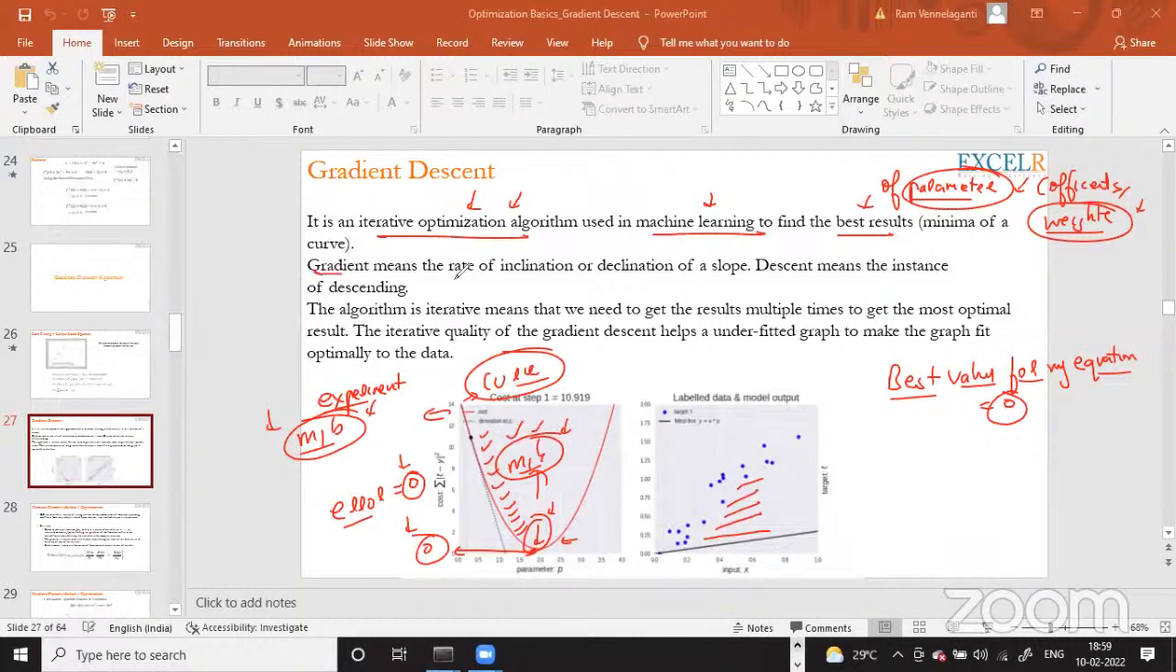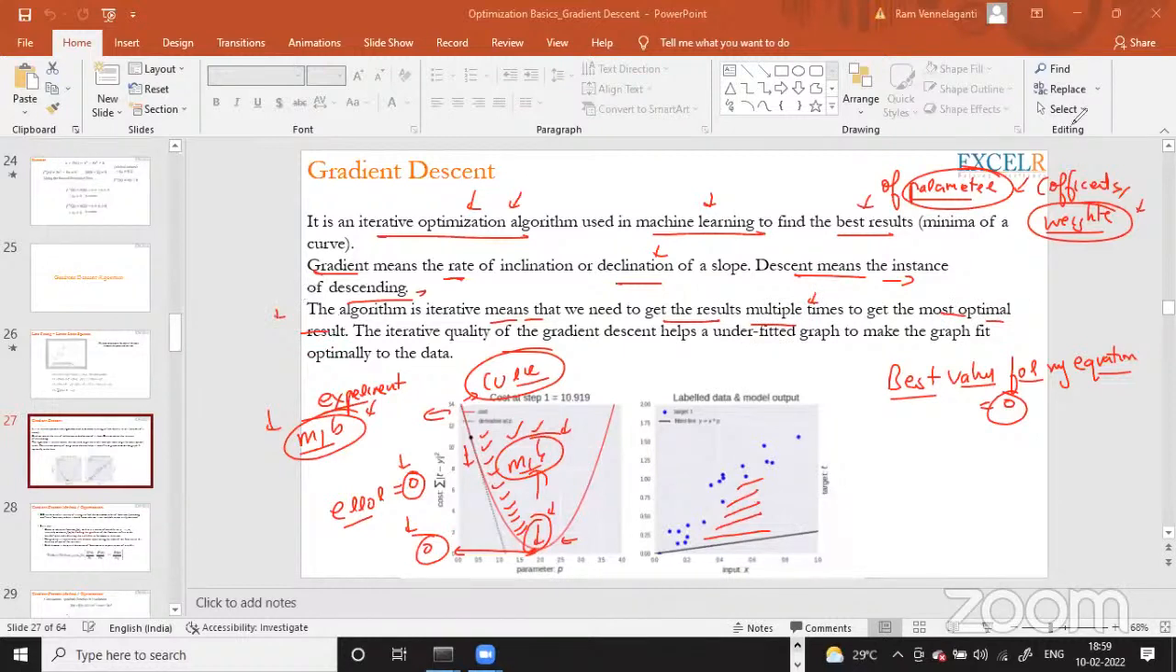So it is the gradient descent algorithm. Descent means descending. So we have to keep moving in the downward direction. We have to keep descending to the bottom of your curve till you find out the best values for your slope and intercept. That is what you are going to do. The algorithm is iterative, meaning we need to get results multiple times to get the most optimal result.